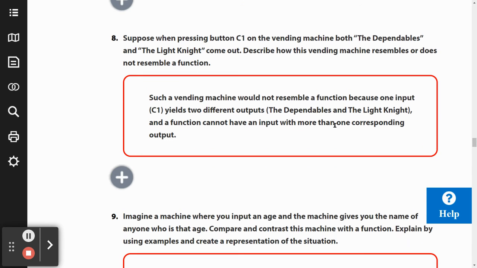Number 9, imagine a machine where you can input your age and the machine gives you the name of everyone who's that age. Compare and contrast the machine with a function.